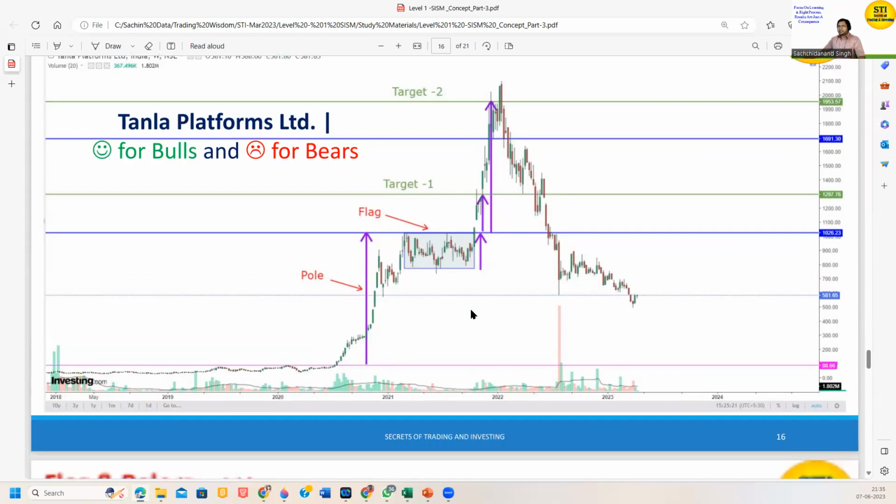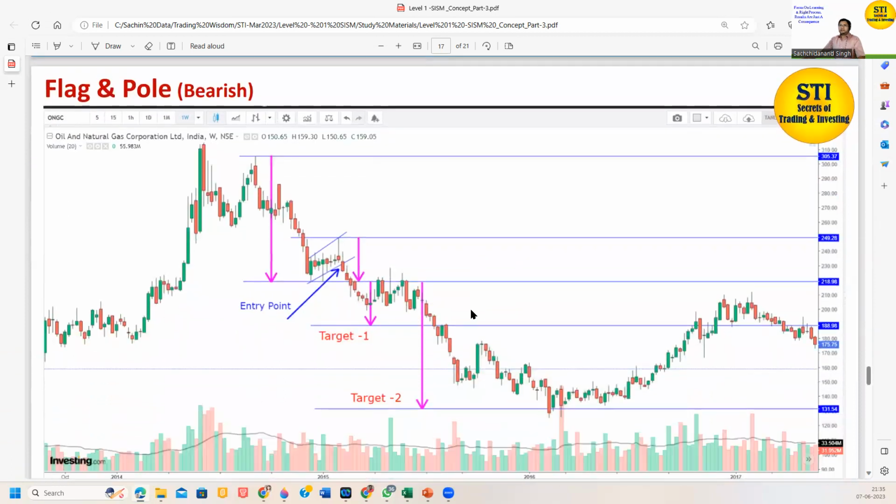The second continuation pattern example is again the flag and pole, in the bearish case, where the main trend is a falling market or the downside. This is the ONGC example. If you look, from the all-time high it has started falling, and while the stock is falling down, it takes support at a certain point of time, and from there it is in some kind of continuation pattern.